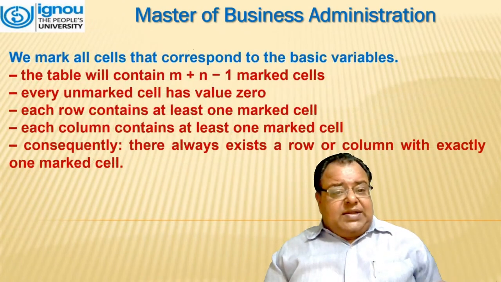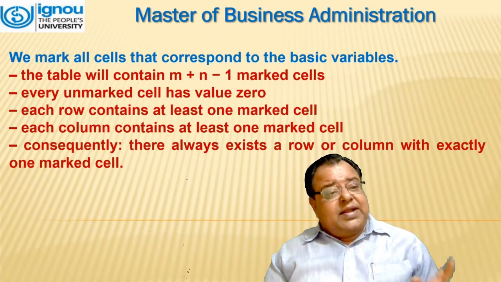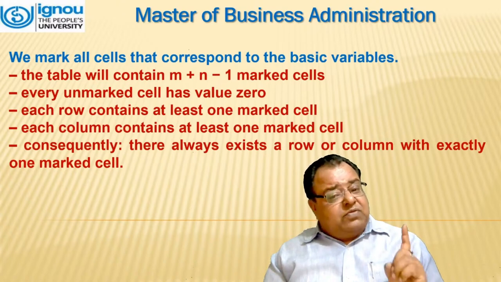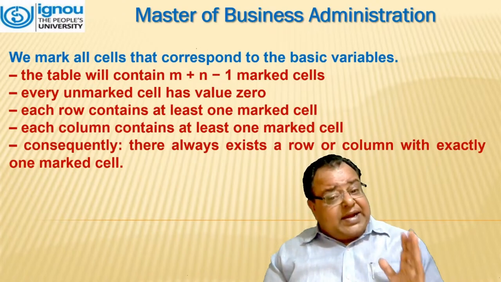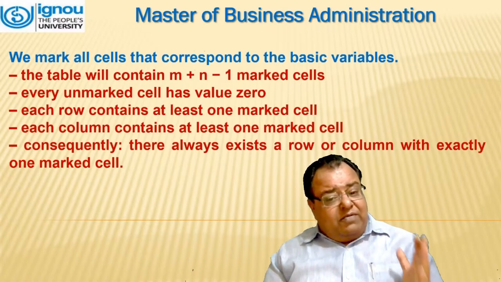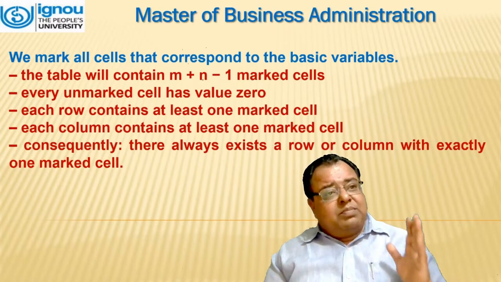We mark all cells that correspond to the basic variables. How are they done? Number one, the table will contain m plus n minus 1 marked cells. Number two, every unmarked cell has a value 0. Number three, each row contains at least one marked cell. Next one, each column contains at least one marked cell. And consequently, there always exists a row or column with exactly one marked cell.